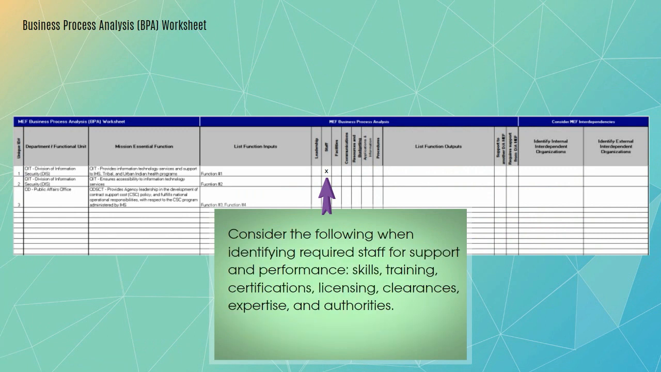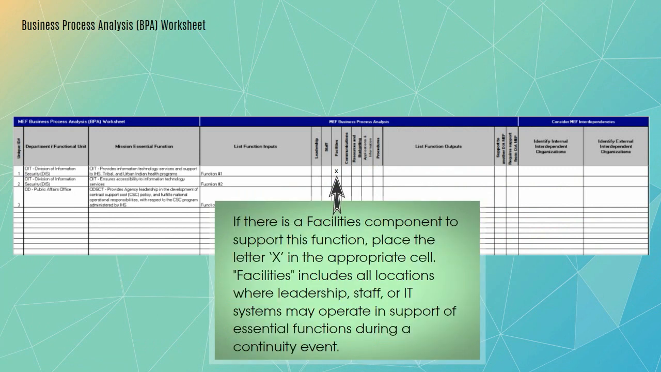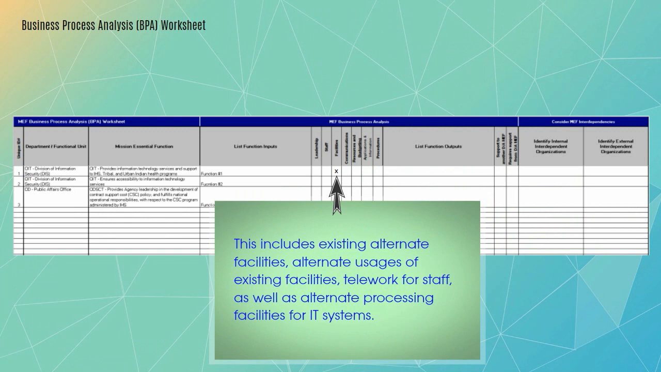Consider the following when identifying required staff for support and performance: skills, training, certifications, licensing, clearances, expertise, and authorities. If there is a facilities component to support this function, place the letter X in the appropriate cell. Facilities include all locations where leadership, staff, or IT systems may operate in support of essential functions during a continuity event. This includes existing alternate facilities, alternate usages of existing facilities, telework for staff, as well as alternate processing facilities for IT systems.